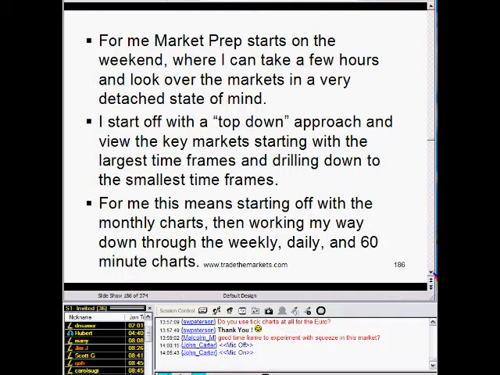I start viewing the markets in the larger time frames, and then I'll start drilling down to the smaller time frames. For me, this means starting off with the monthly charts, and then working my way down through the weekly charts, then the daily charts, and then the 60-minute charts to get a sense of short-term market direction.